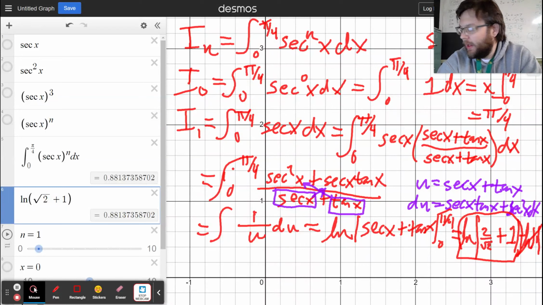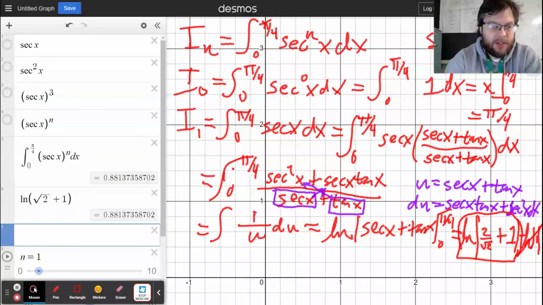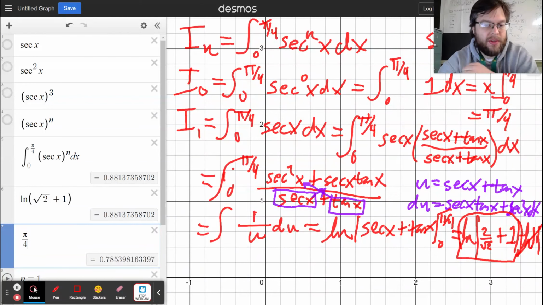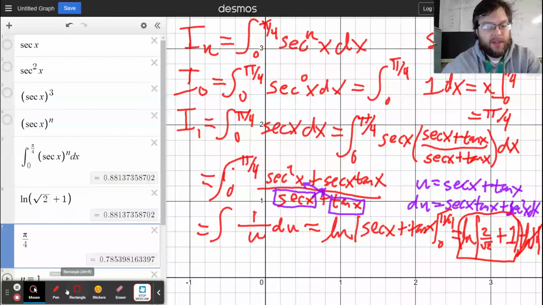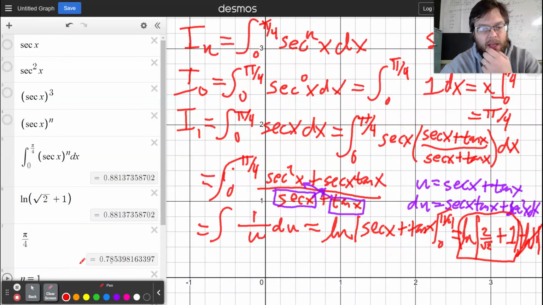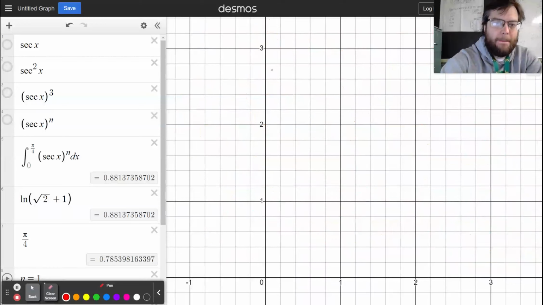Okay. Next, I'm going to do secant squared. I'm going to clear out my screen because I have my two answers here. That pi over 4 was the answer for I sub 0, and this nasty natural log thing is the answer for I sub 1. So let's clear. And just a second. All right, so what I was saying is that we are going to do the second power now.